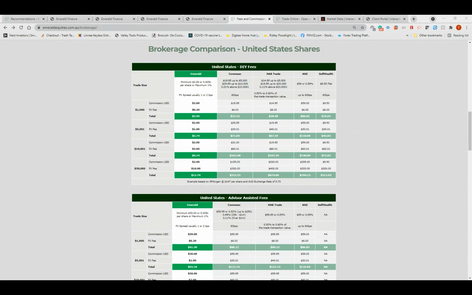There's much less of a chance of something happening to that company, and therefore your holdings will be a little bit more secure. Okay. All right. So those are the reasons why we've chosen Interactive Brokers.